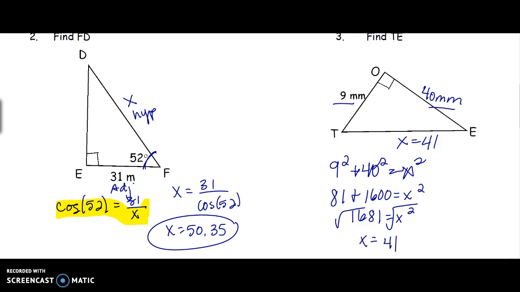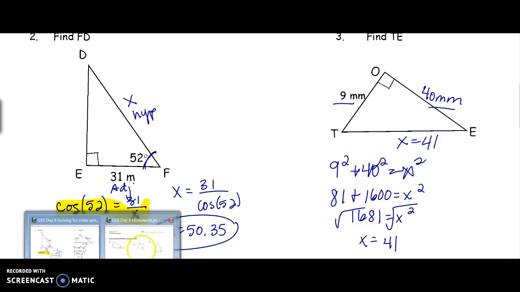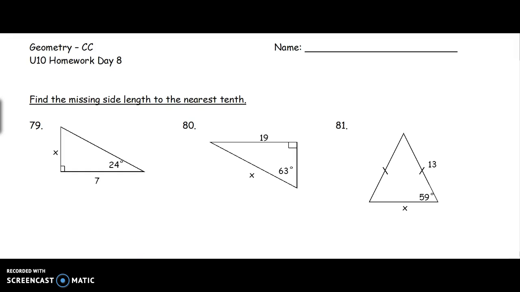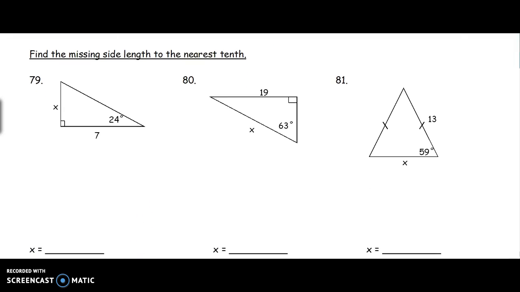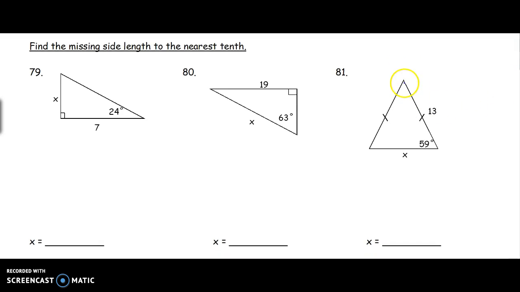Now, if you go to your homework, so pause the video and take out your homework packet, we're going to do a few of these together. The first one we're going to look at is number 81. Number 81 is an isosceles triangle. With an isosceles triangle, we are allowed to draw this thing called an altitude, which is from the vertex to the midpoint of the opposite side.